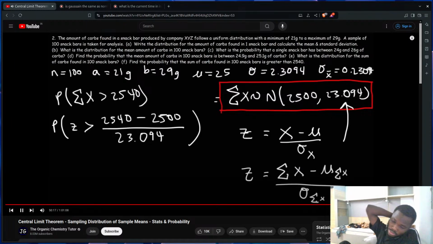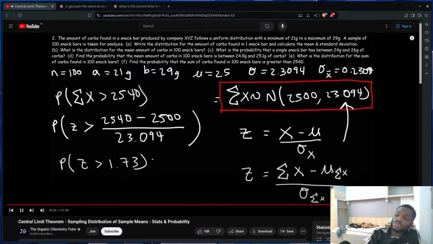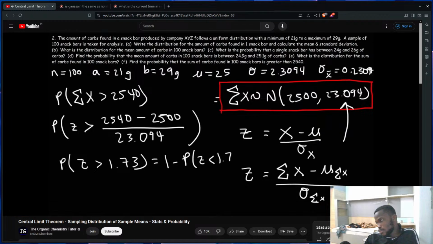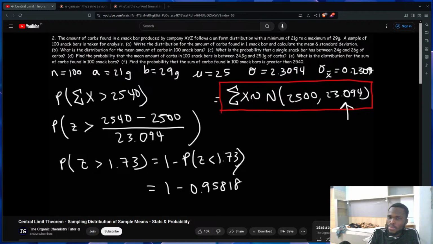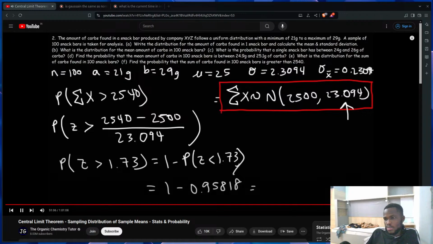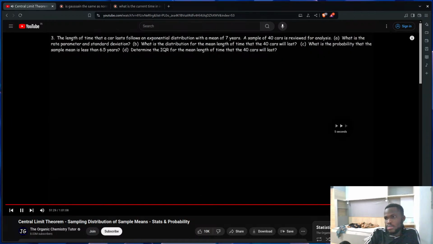40 divided by 23.094, this is 1.73. First we need to get the area to the right side, which is 1 minus P(z less than 1.73). That's the area to the left side. So using the z-score table, a z-value of 1.73 corresponds to 0.95818. That's the area to the left. But to get the area to the right of 1.73, it's going to be 1 minus 0.95818. And so this gives us an answer of 0.04182.